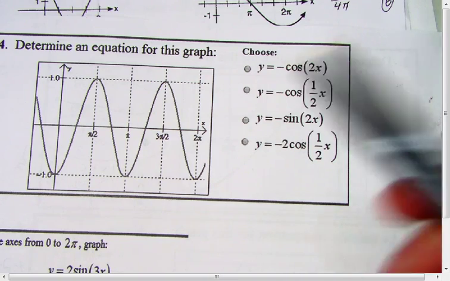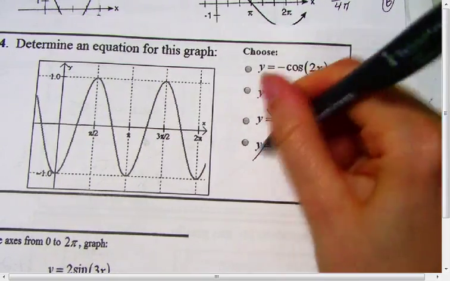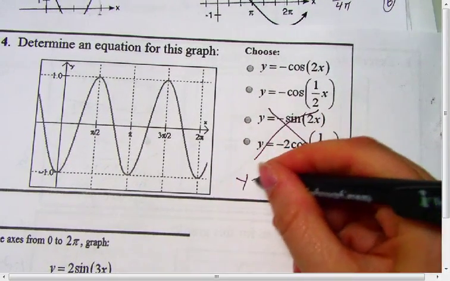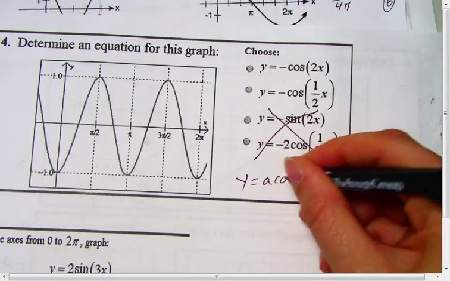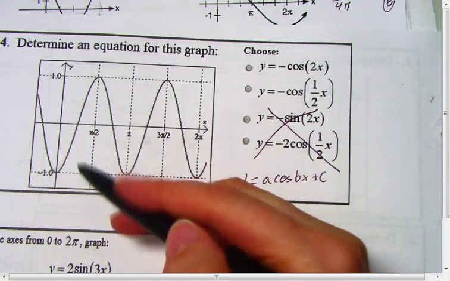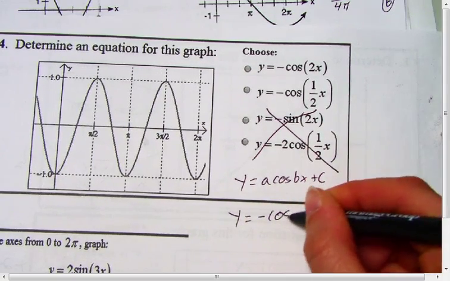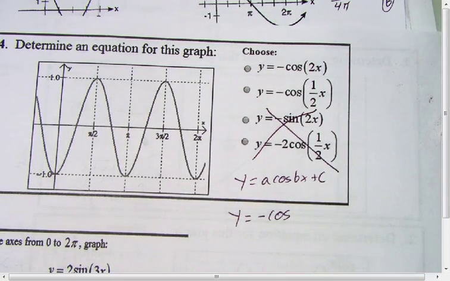Okay, so what did we decide it is? Is it sine or cosine? Cosine, so we know these two can't be it. So then we have y equals a cosine bx plus c. Well, I know my a starts off negative. So I have negative cosine. Now I've got to decide what b is.